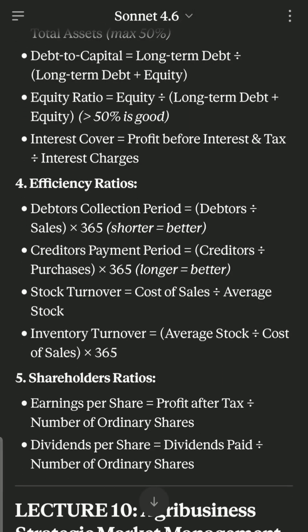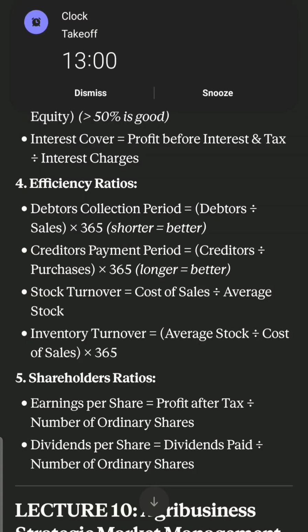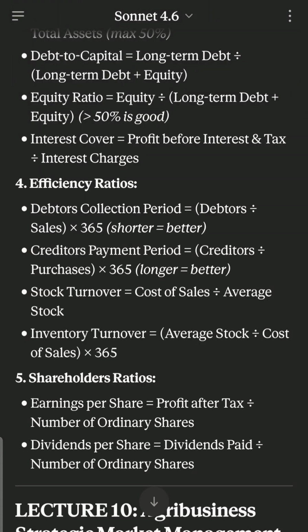The one is earnings per share. Remember in a corporation, ownership is divided in shares. So earnings per share is simply the profit after tax that the company generates divided by the number of ordinary shares. Profit is what you earn, so per share, divided by the number of ordinary shares.